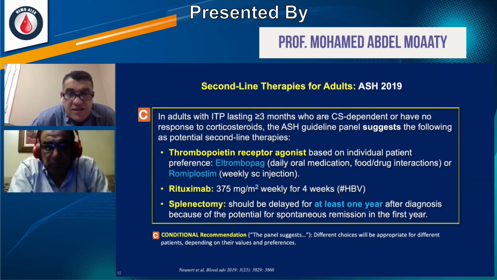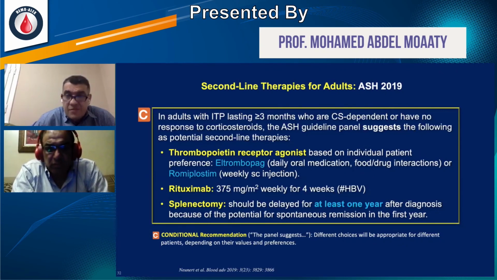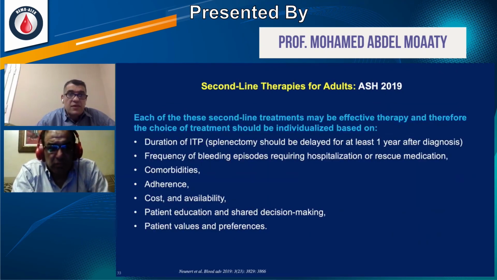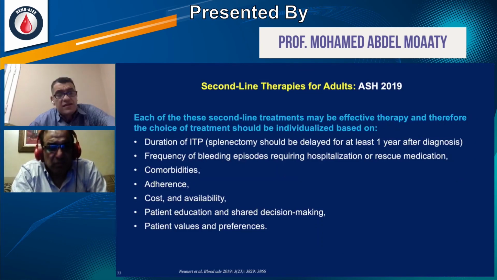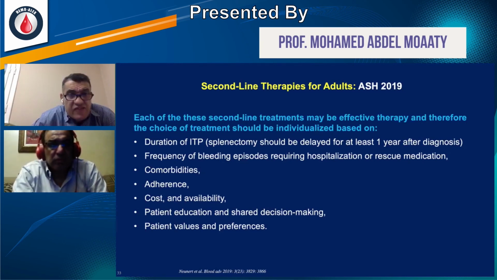However, as said before, splenectomy should be delayed for at least 1 year after diagnosis because of the potential for spontaneous remission in the first year. And the choice of second-line treatment, as said by Professor Ghanima, depends on duration of ITP, frequency, comorbidities, adherence, cost, availability, patient education, and decision making.